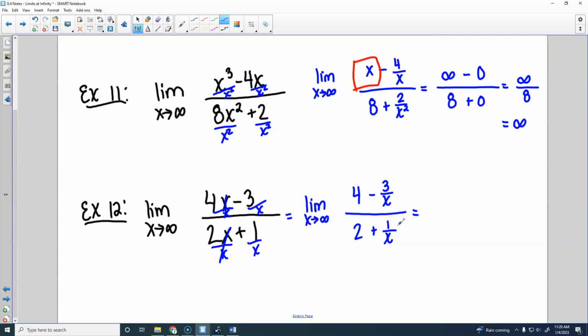Okay. Limit as x approaches infinity of 4 is 4. Reagan, what do we get for the limit as x approaches infinity of that 3 over x? It's 0 because we have a number on top, variable on bottom. Here we'll get 2. Leah, what are we going to get for the limit as x approaches infinity of that 1 over x? 0. And so we just end up with 4 over 2, which is 2.